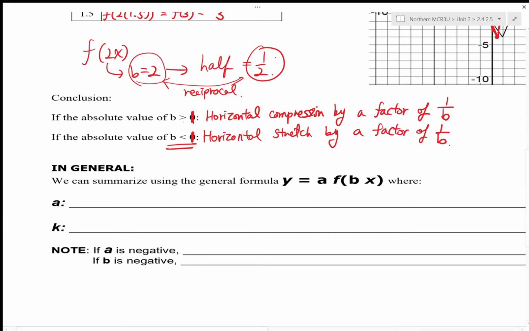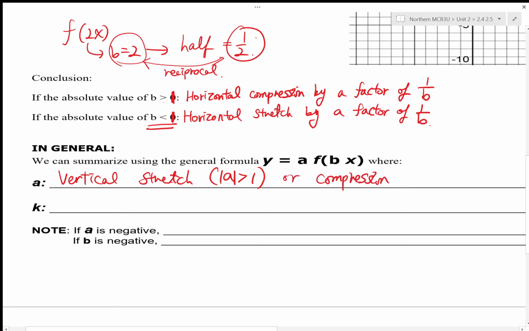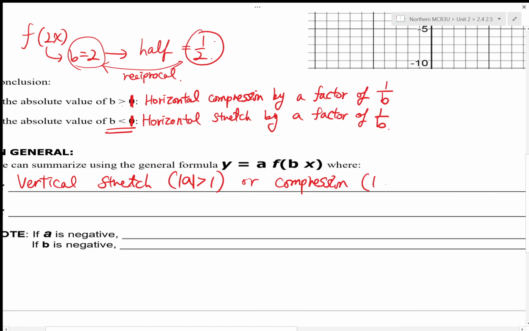Okay. So in general, I cut the C and D here for now. So if the A is vertical stretch, if A is greater than 1, or the absolute value of the A is greater than 1, and compression, if the absolute value of A is less than 1.